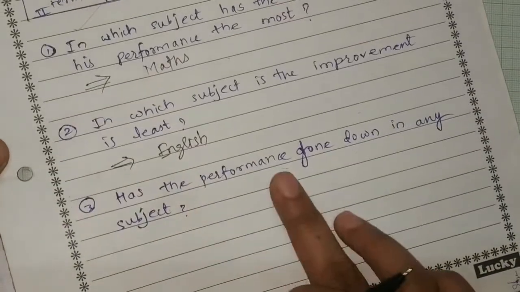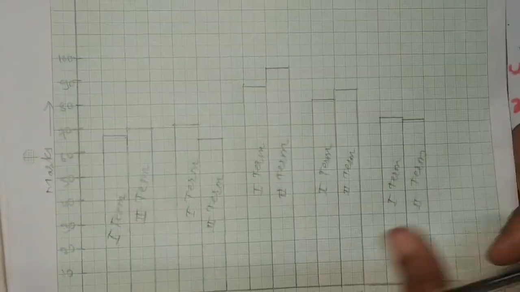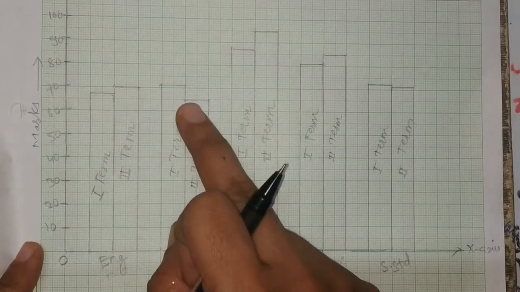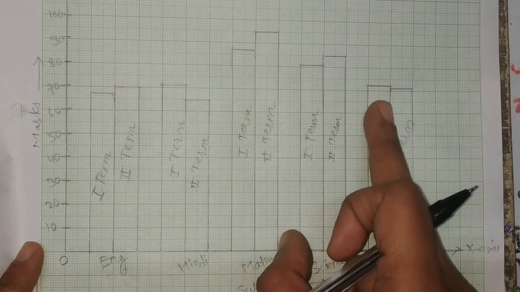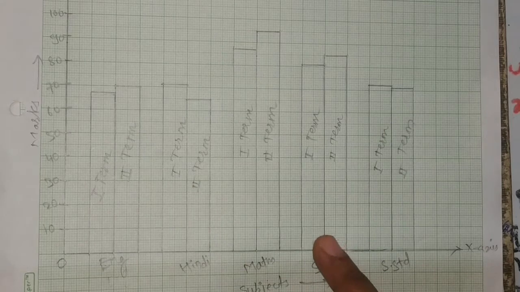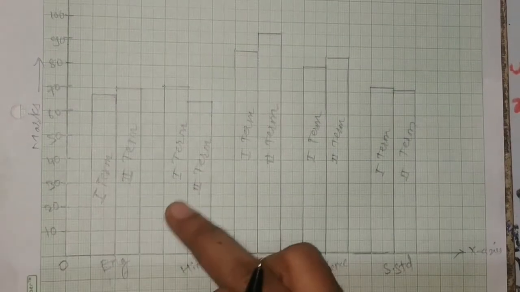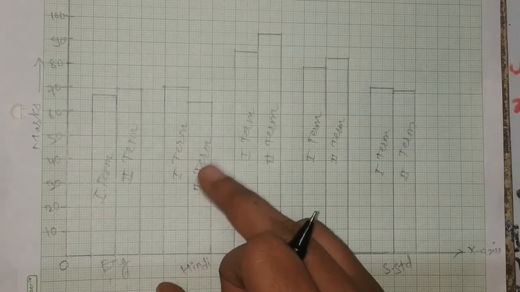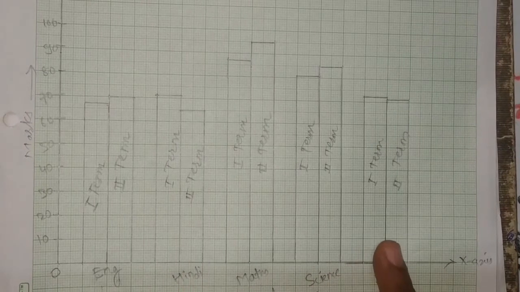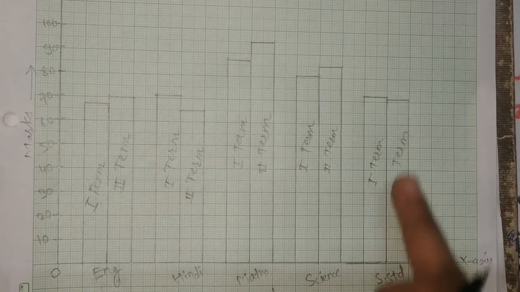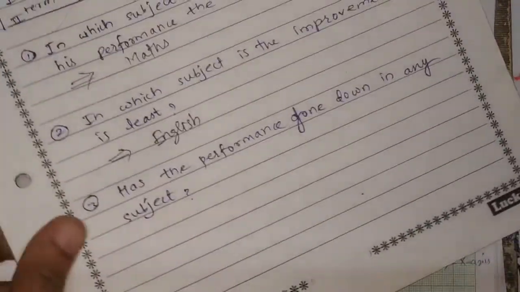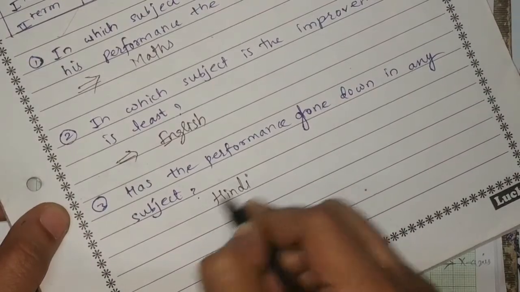Next we have to see: has the performance gone down in any subject? If you see clearly in this double bar graph, here performance increased, here also increased, here also increased, here a little bit decreased, and here also decreased. In the Hindi subject, it was first 72, then it decreased to 65. For Hindi and for Social Study the performance has gone down. For Social Study it is 73 and 71, but the major drop is in Hindi. So the performance has gone down in the Hindi subject.